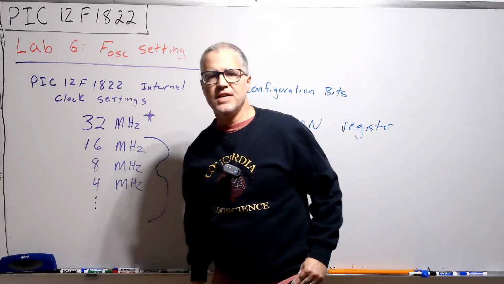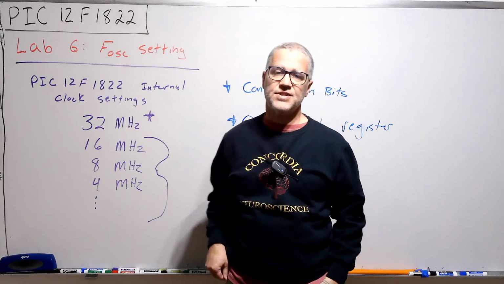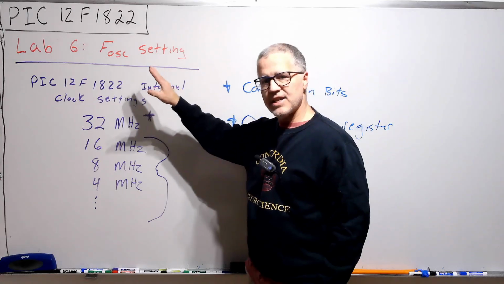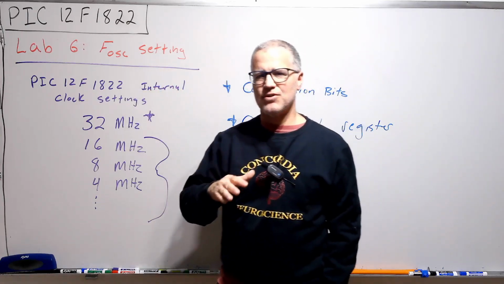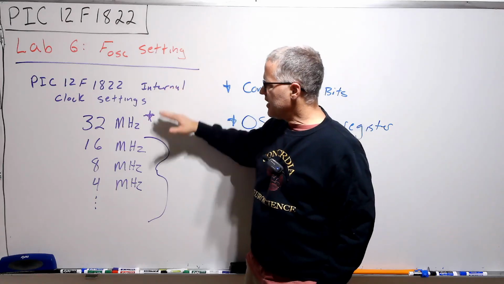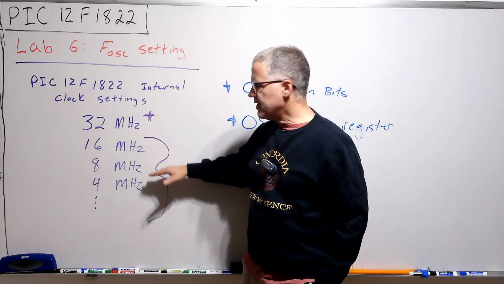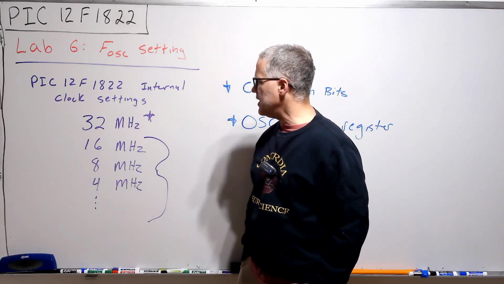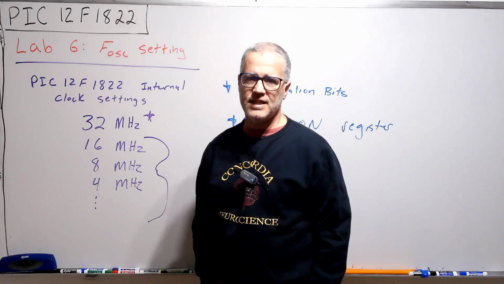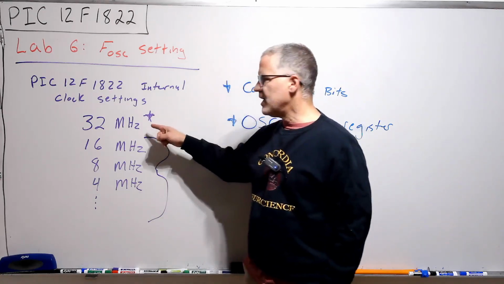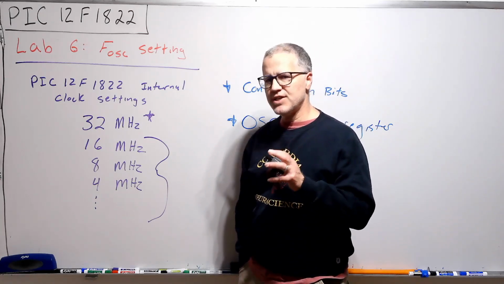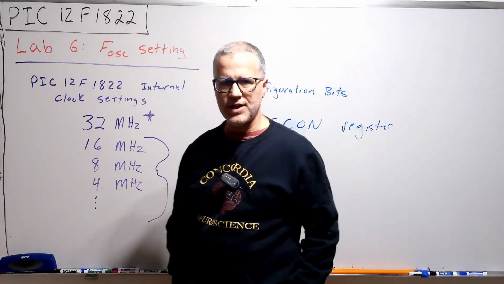Okay, I think we'll get started. So it's been a little while with this series. Back to it for a little bit here. The next lab is not really a lab per se. It's really figuring out how to go through the different internal clock speeds for the PIC12F1822. It can run as fast as 32 megahertz, but it's a little confusing, and so worth running through.